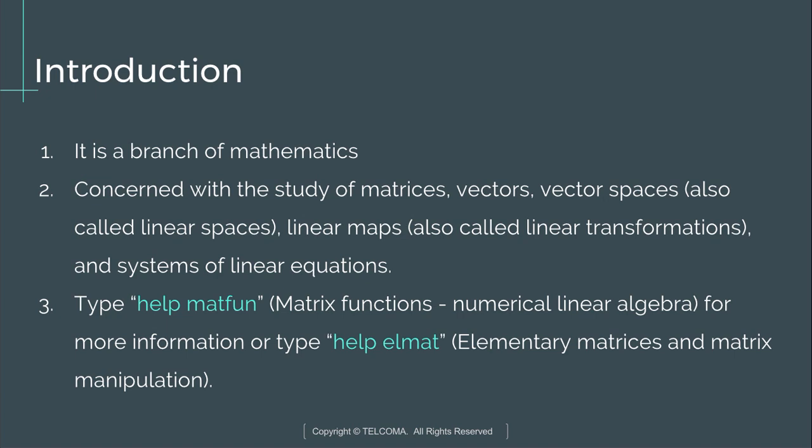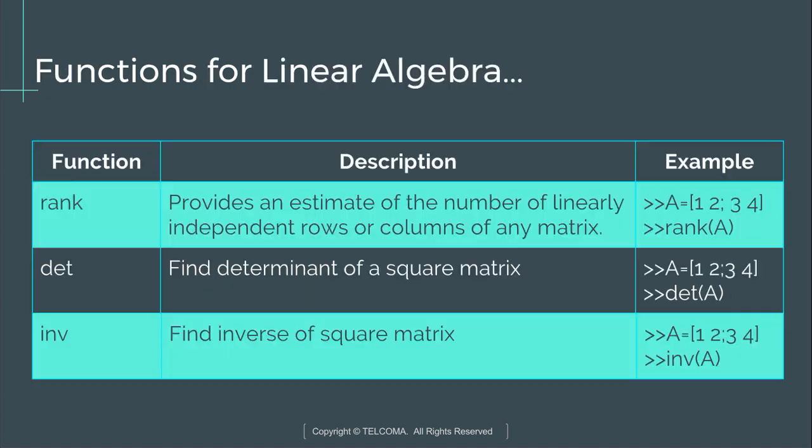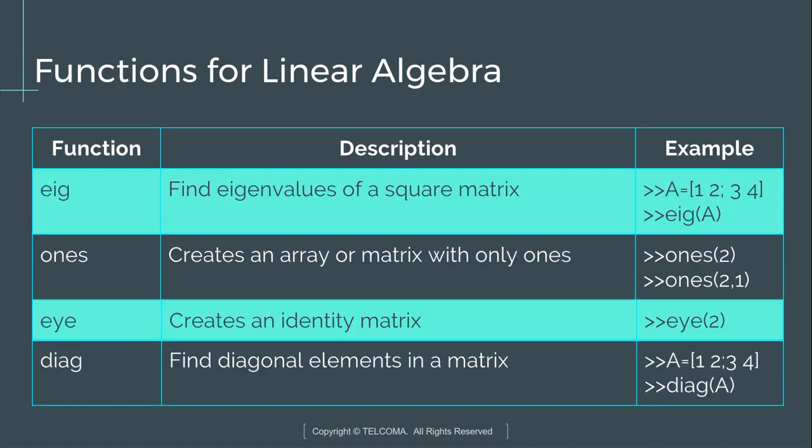This will show you the entire list of functions of linear algebra. There are various functions for linear algebra like rank, which provides an estimate of the number of linearly independent rows or columns of any matrix. Similarly, det for determinant of a square matrix, inv to find inverse of a square matrix, eig to find eigenvalues of a square matrix, ones, which is used to create an array or matrix with only ones, eye, which creates an identity matrix, diag to find diagonal elements in a matrix.